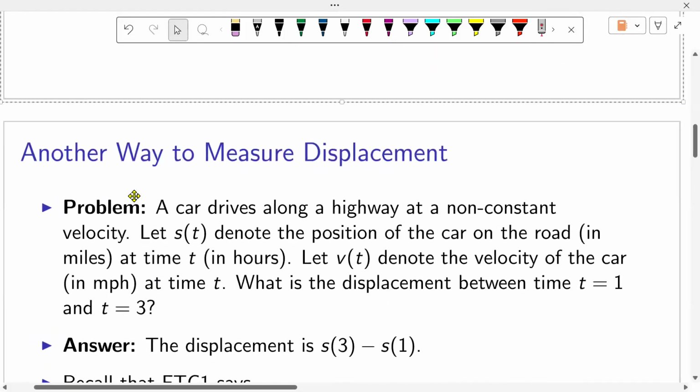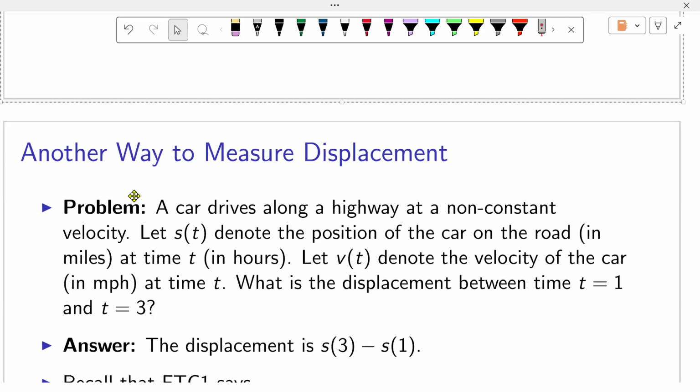We've worked on problems like this before, but let's take a look at it from a slightly different perspective now. Imagine you have a car that drives along a highway at a non-constant velocity. All right, so that car, its velocity is changing as it goes. Hopefully it doesn't go backwards ever, but it's traveling down the road.